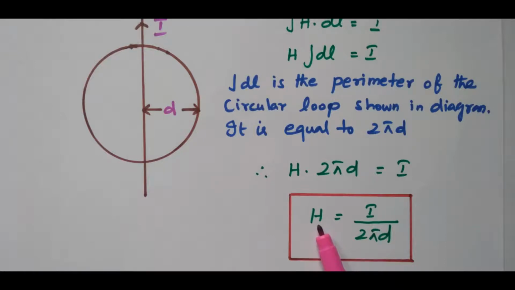This magnetic field intensity depends upon two parameters: the current flowing through the conductor, and the radius d of the circular current loop. Current is directly proportional and d is inversely proportional. So the final expression is H equal to I divided by 2 pi d. Now we'll see the second application.